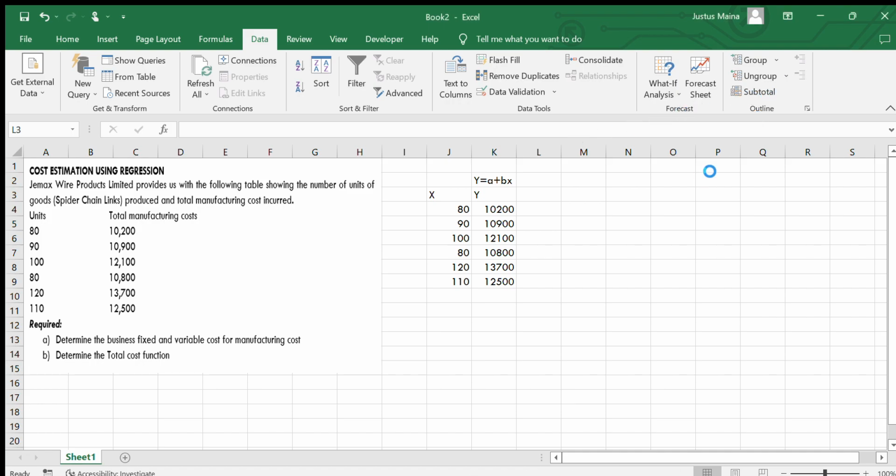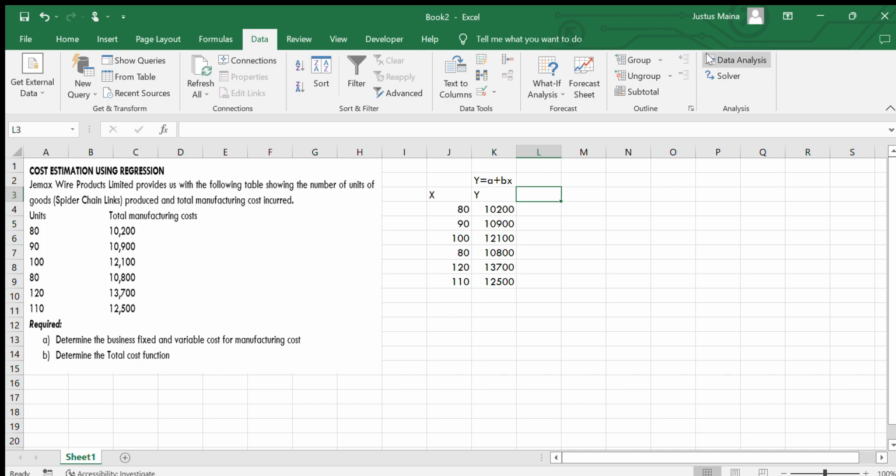So we are waiting for it to process. You can see here we have gotten something extra that has come in, which is data analysis. So simply we press on it, and now we are computing the cost using regression. There are many things here, but we just need regression. So we just press on regression, and that's okay. Then we have it here.